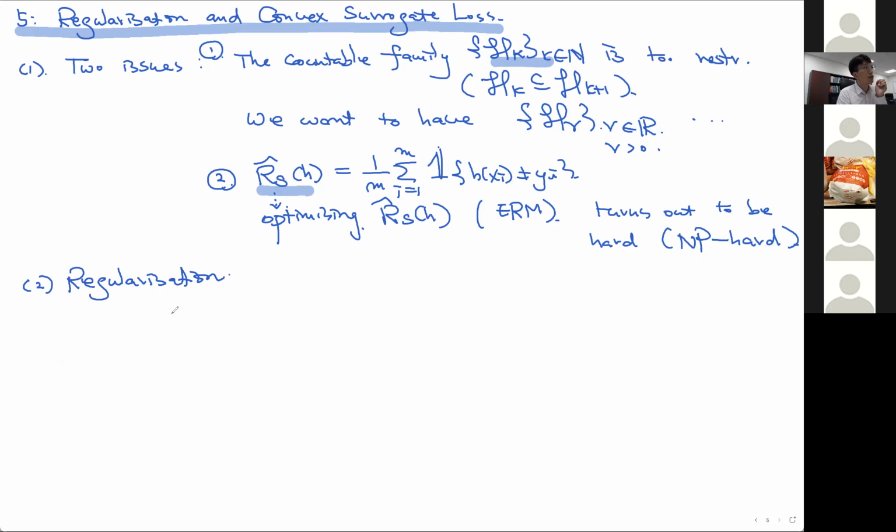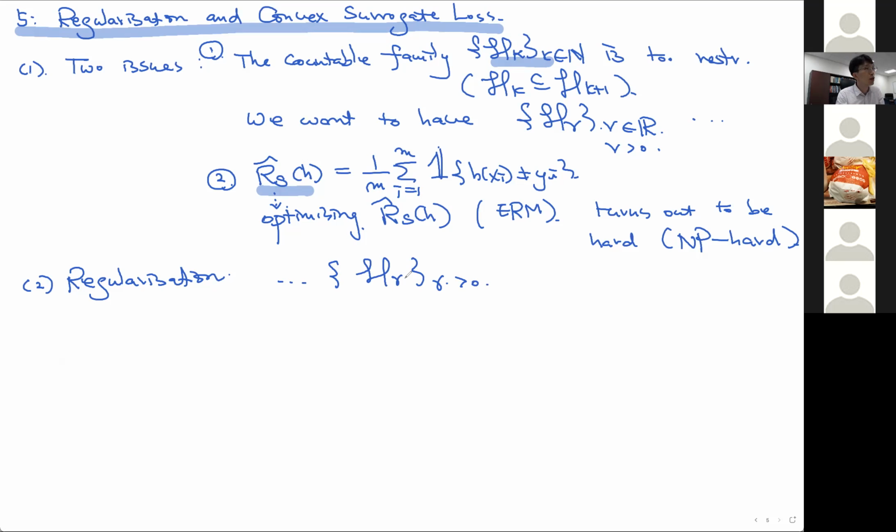If you view regularization from a model selection perspective, we have a family of hypothesis sets, typically parameterized by some positive real numbers. Each hypothesis set and its index gamma are closely related.